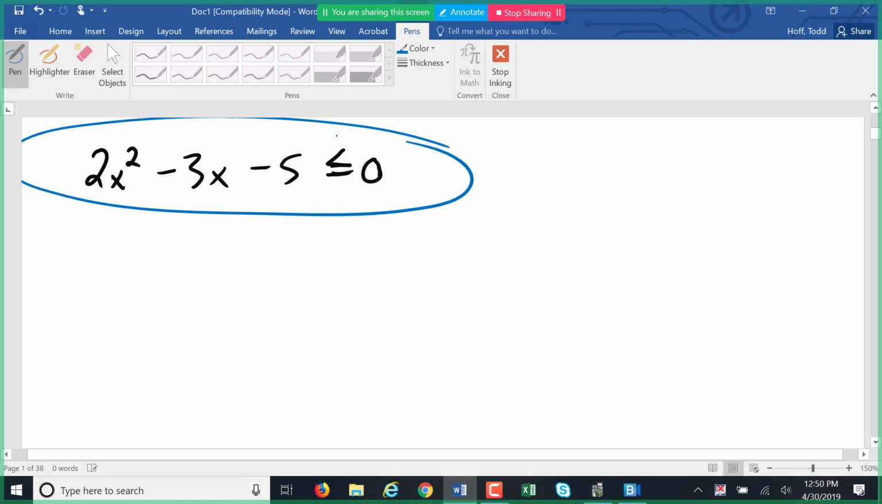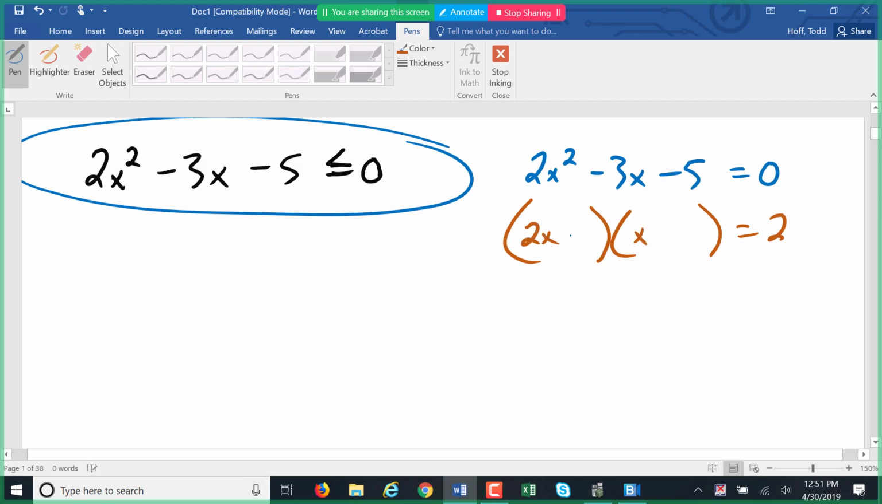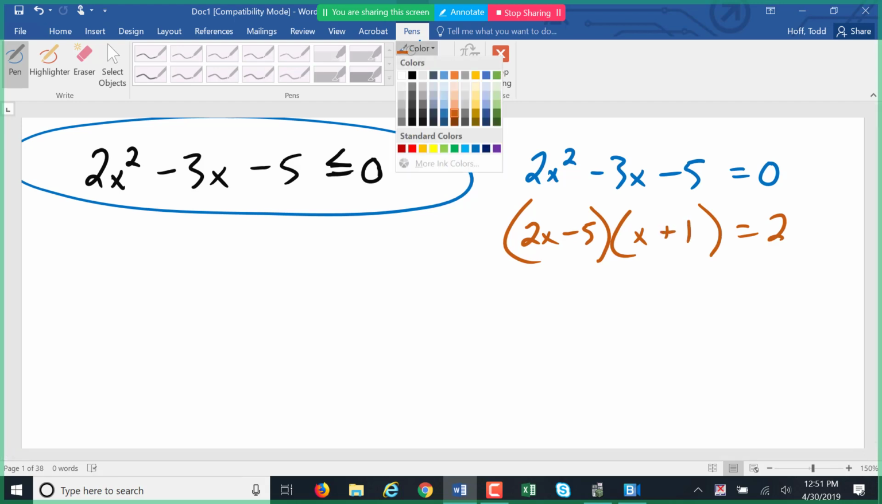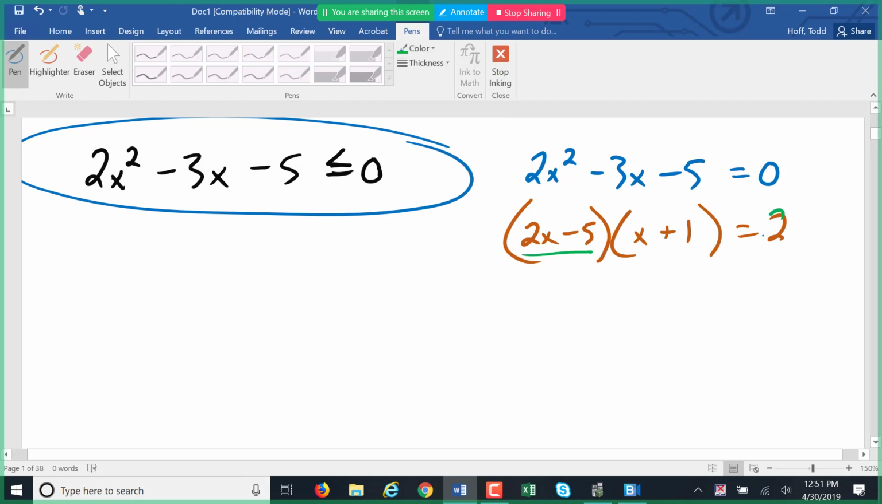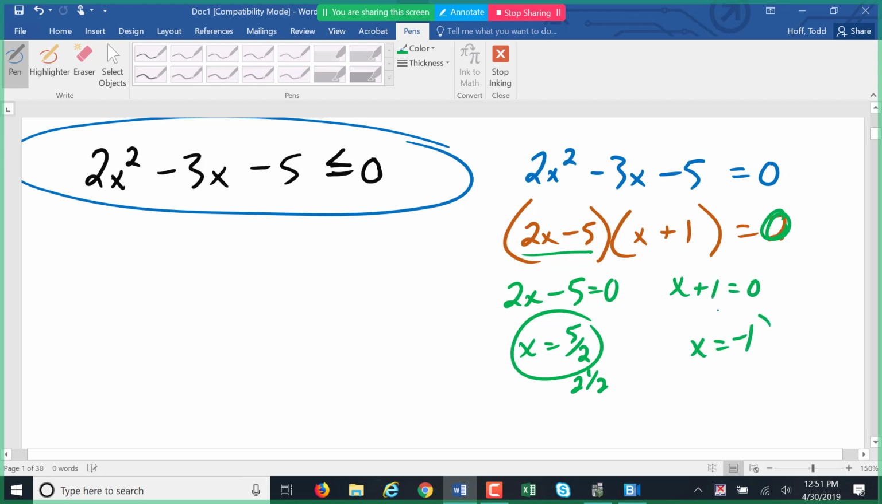To evaluate this, we have to start out just like we did with our linear inequalities. We have to start out with the equation where it equals 0. We're going to slow down and go a little bit more step by step with them today. And solving this, I can factor this, 2x and x. This will be 2x minus 5 and x plus 1. 2x minus 5 equals 0 would give us that x equals 5 halves, or 2.5. x plus 1 equals 0 would give us that x equals negative 1. Those are the boundaries that we're going to deal with.